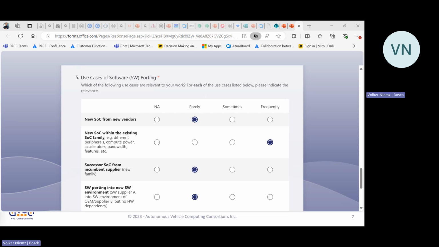Bosch was one of the kids. Okay. But I would say, as a customer, if we look at this question, new SoC from new vendors, say rarely or sometimes, because remember, you went from SmartCam to HPC on Fisker. Yeah. You changed. I just changed. So is it rarely or is it sometimes? It's rarely. Rarely? Okay.